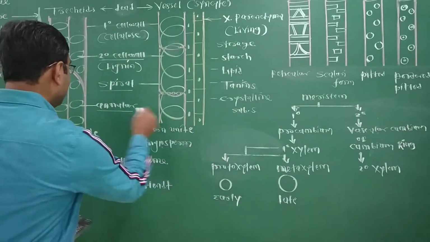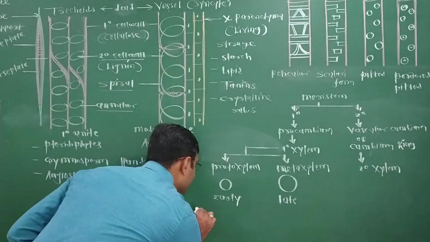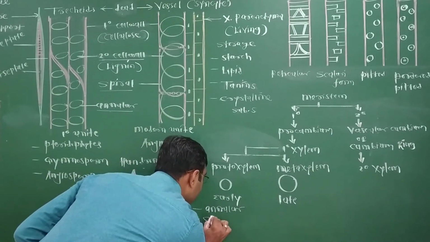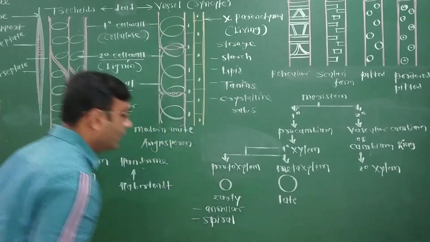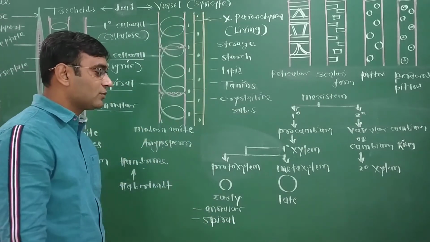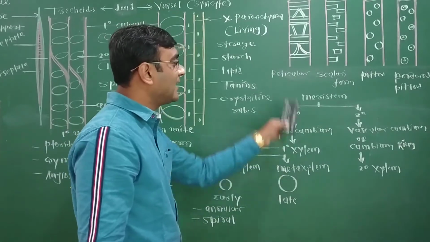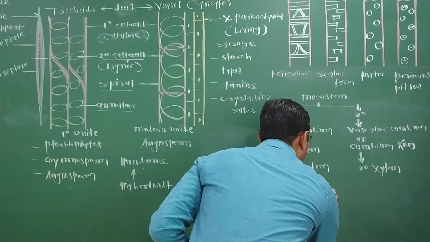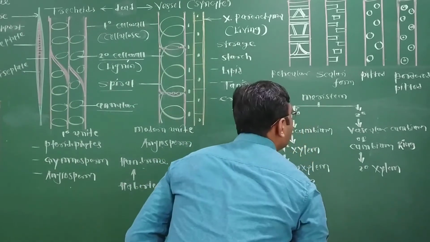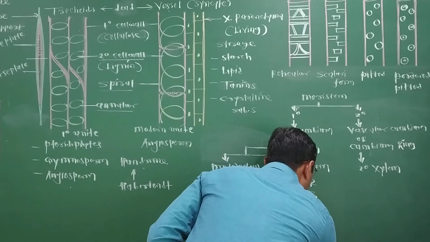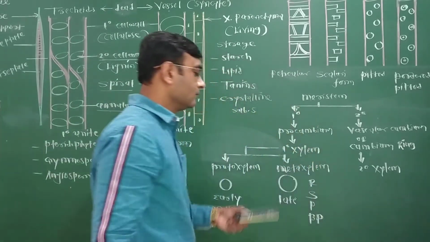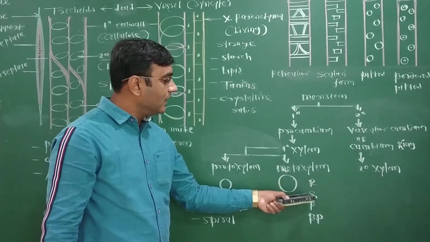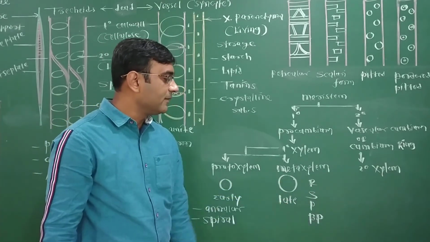Now, annular and spiral, these two patterns of thickening are present inside protoxylem, whereas metaxylem has the rest of four types of thickening: reticular pattern, scalariform, pitted and bordered pitted. Metaxylem has which types of lignin thickening? Reticular, scalariform, pitted and bordered pitted.